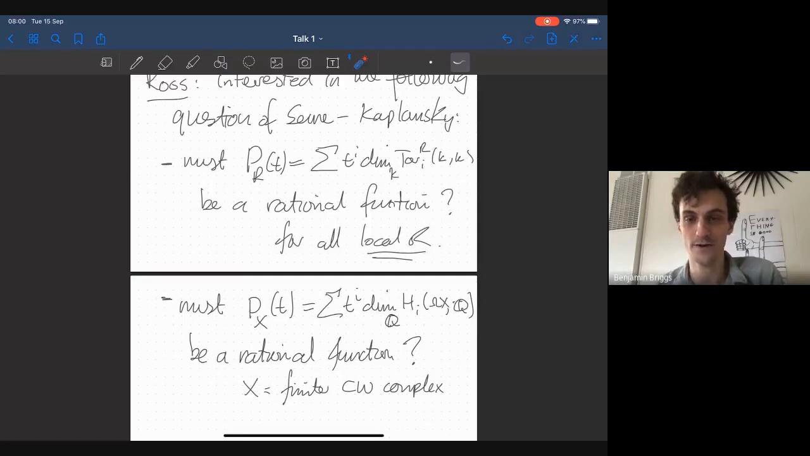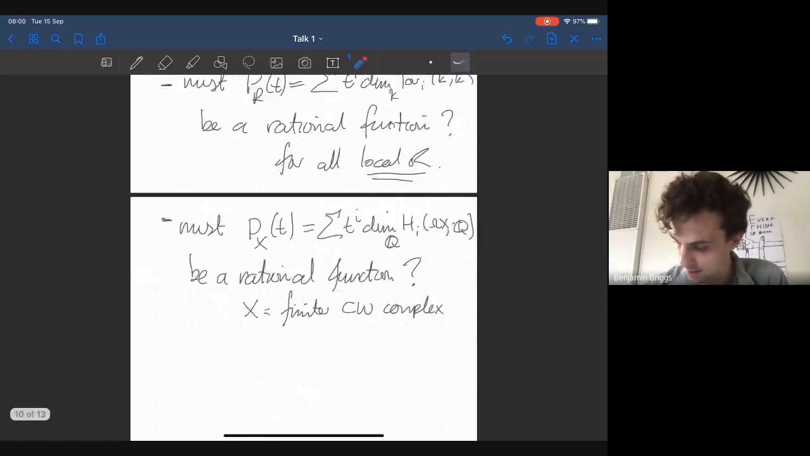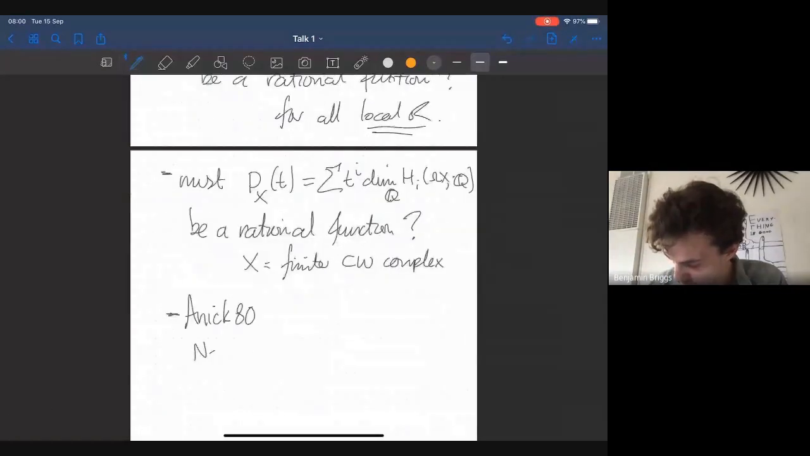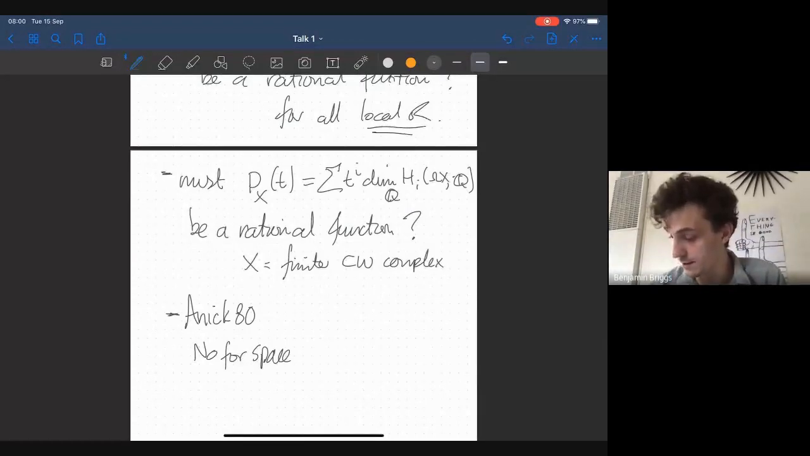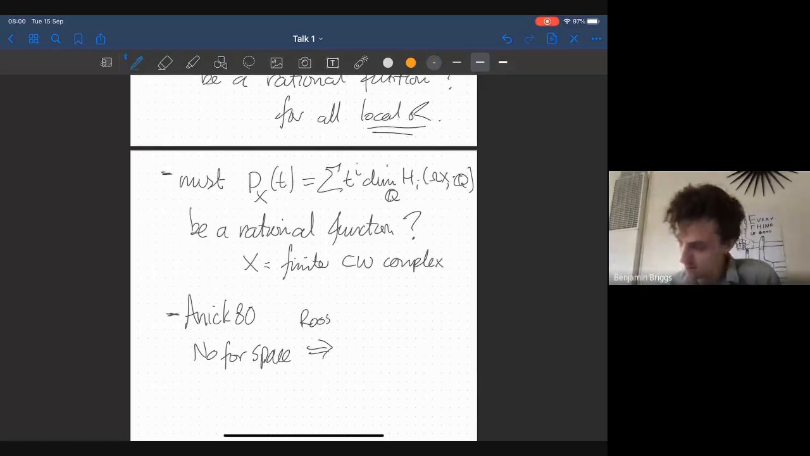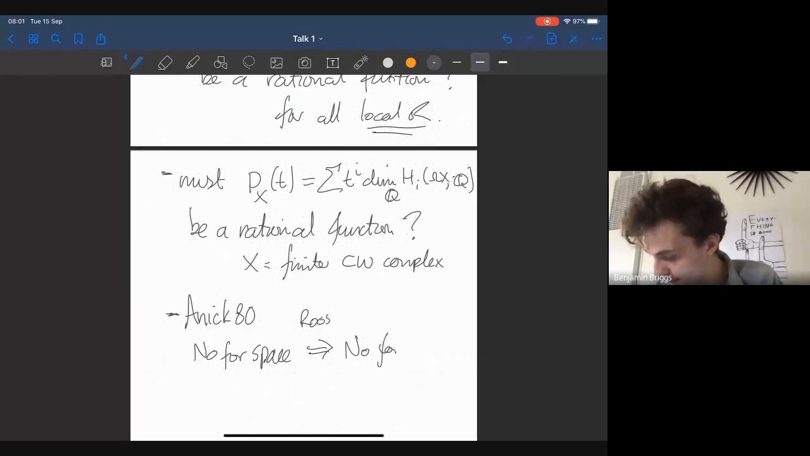There's a kind of common framework in which these two questions are a special case of one question. So there's actually a deep connection between these two things, and in fact, Roos exploited this. Avramov in 1980 said that the answer is no for spaces. He gave a counterexample, a relatively small space X such that this Poincare series is irrational. And Roos had already proven that for spaces like this, you could turn that into a local ring, which was a counterexample. So according to Roos, that implied the answer is no for rings as well.